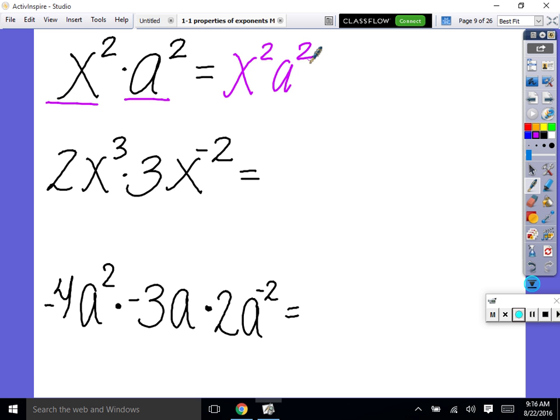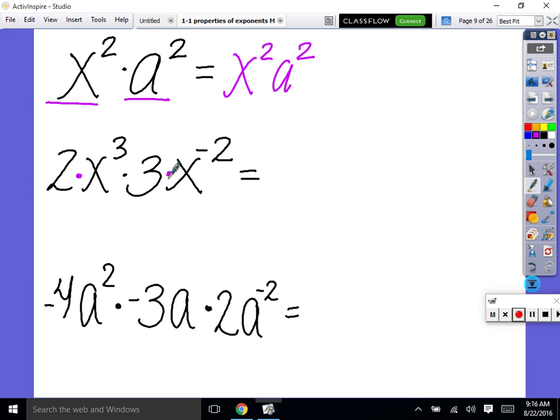All right, next one. We have 2x cubed times 3x to the negative 2. Now, pay attention to what I'm about to say. A lot of people think that 2 and x cubed are connected, and they think that 3 times x to the negative 2 are connected, and they're not. This is really just a multiplication sign in here. So it's just all this stuff being multiplied. So we can reorder this in any order. There's no connection. We can re-put it in any order.